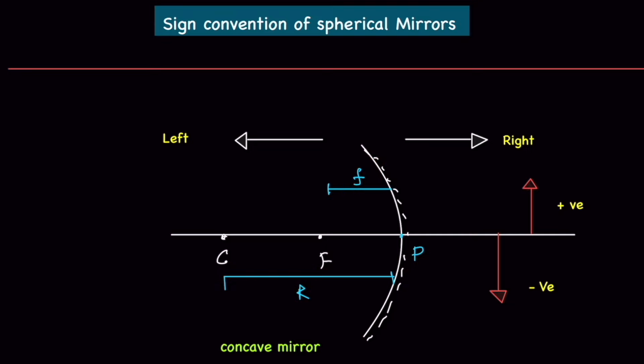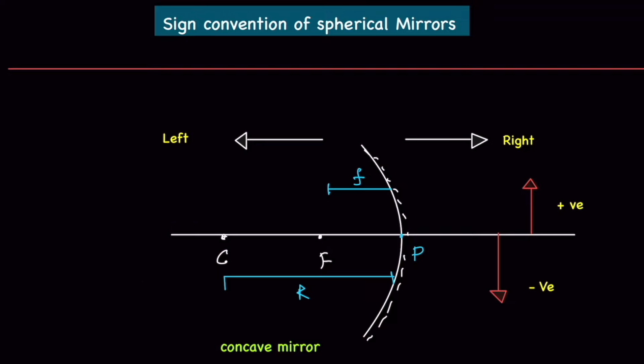In sign convention, we follow a specific rule. This side is our right side. The right side is the non-reflecting surface for a concave mirror, and the left side is the reflecting surface. So the left side is considered negative and the right side is considered positive with respect to the pole. If we go towards the right, it is positive, left is negative. Similarly, with respect to the principal axis, upward direction is considered positive and downward direction is considered negative.